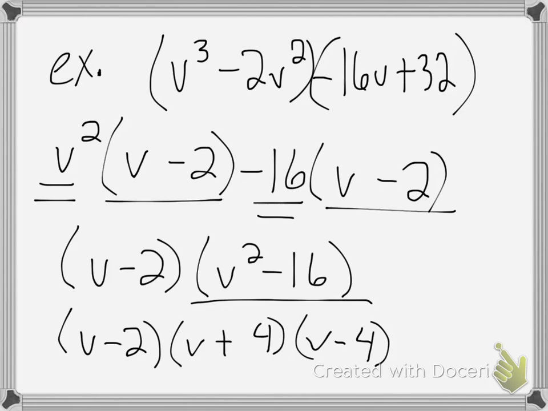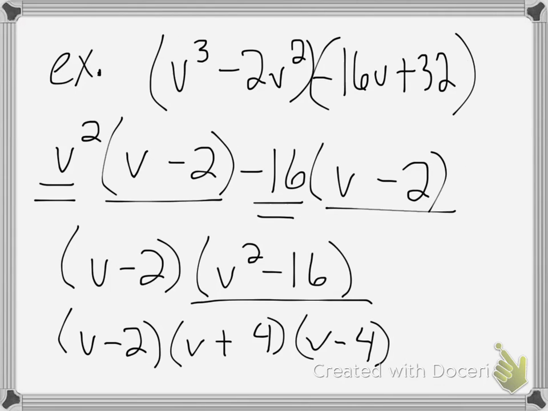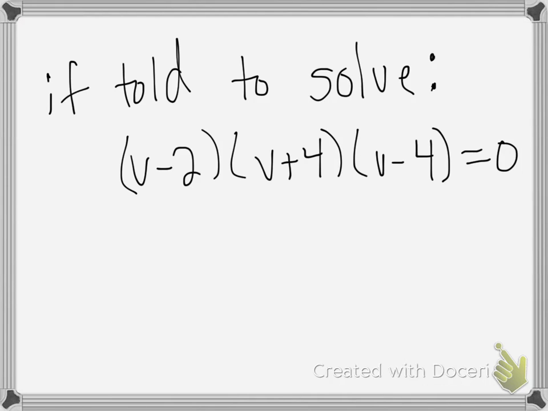Last thing real quick. Let's say it asks you to solve an equation by factoring. So they would have shown it like this. They would have given you v cubed minus 2v squared minus 16v plus 32 equals 0. And they would say, solve this equation by factoring. So I factored it, right? And so I get v minus 2 times v plus 4 times v minus 4 equals 0.